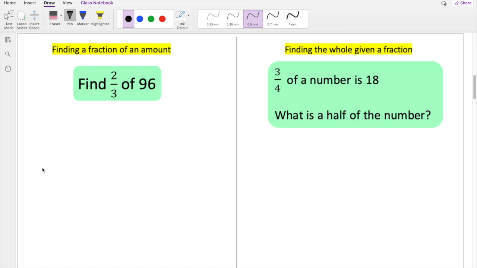Today we're looking at finding fractions of amounts. The first problem on the left hand side is asking us to find 2/3 of 96. To help with this example, I'm going to start with drawing a bar model.